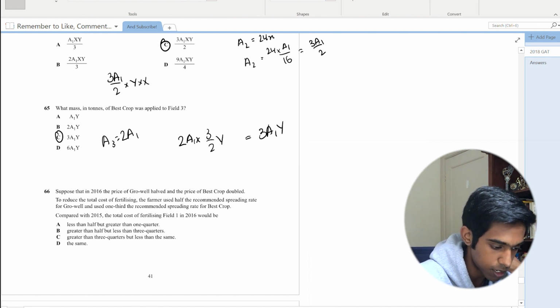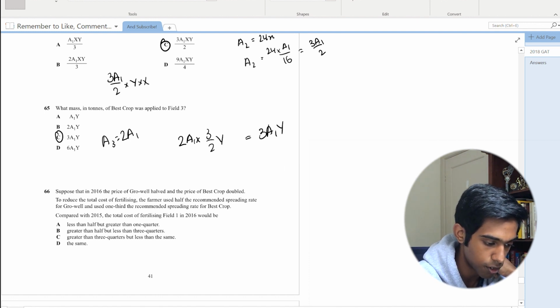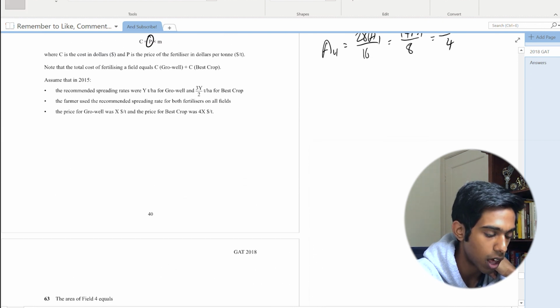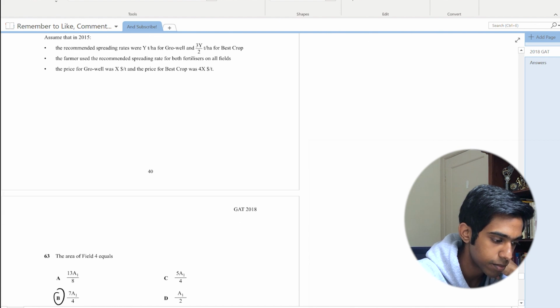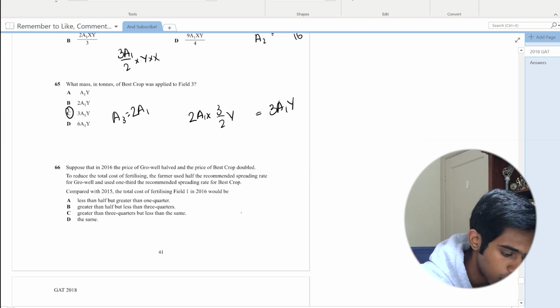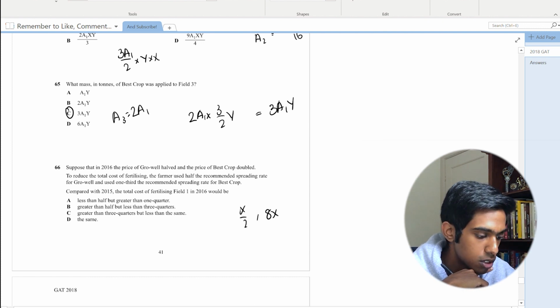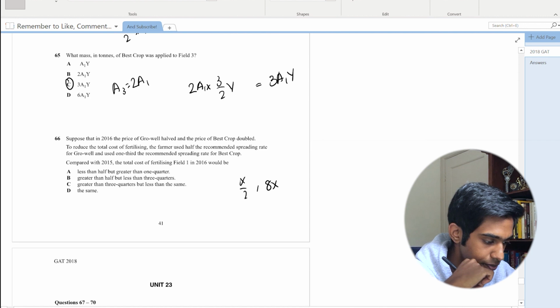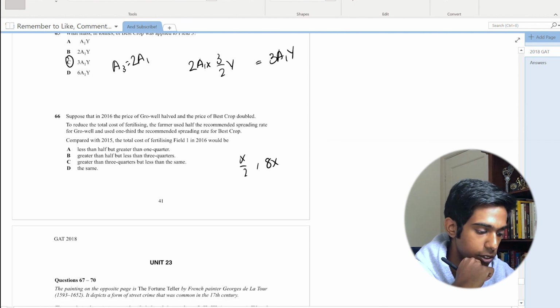Suppose that in 2016 the price of Grow Well halved and the price of Best Crop doubled. So let's have a look at that. So Grow Well halved, so half x, and Best Crop doubled, so 8x. To reduce the total cost of fertilizing, the farmer used half the recommended spreading rate for Grow Well and used 1/3 of the recommended spreading rate for Best Crop. Okay. So we have to look at all of these things.